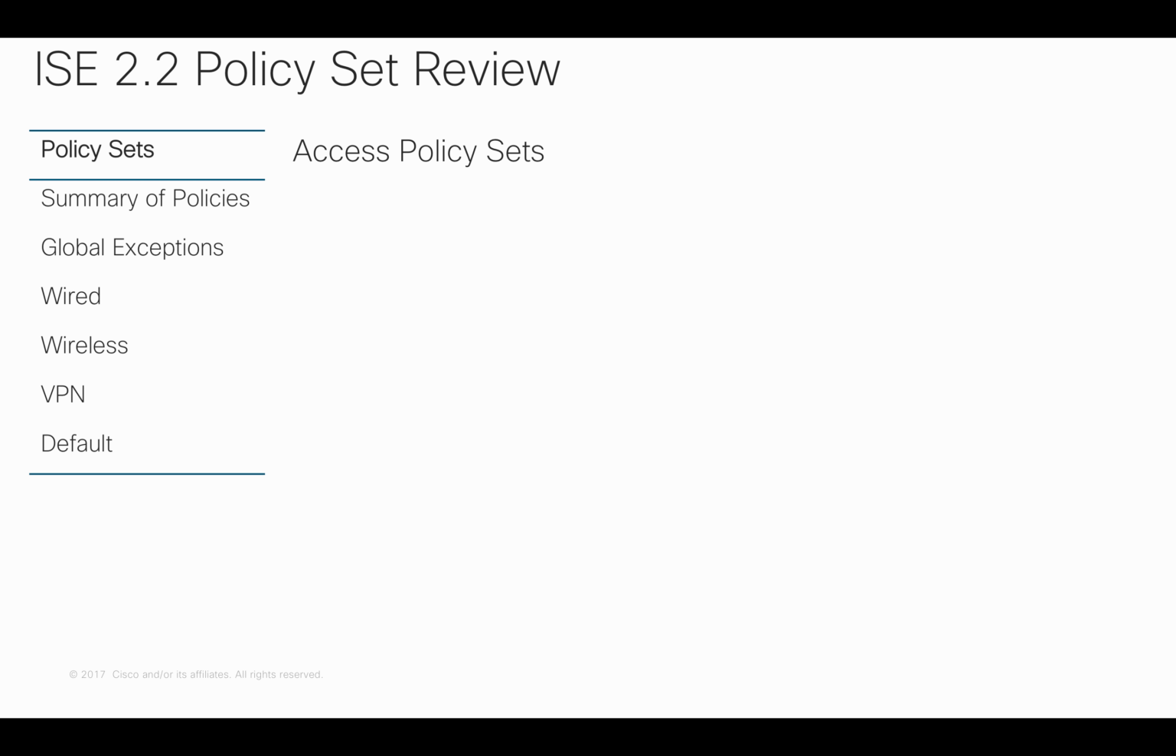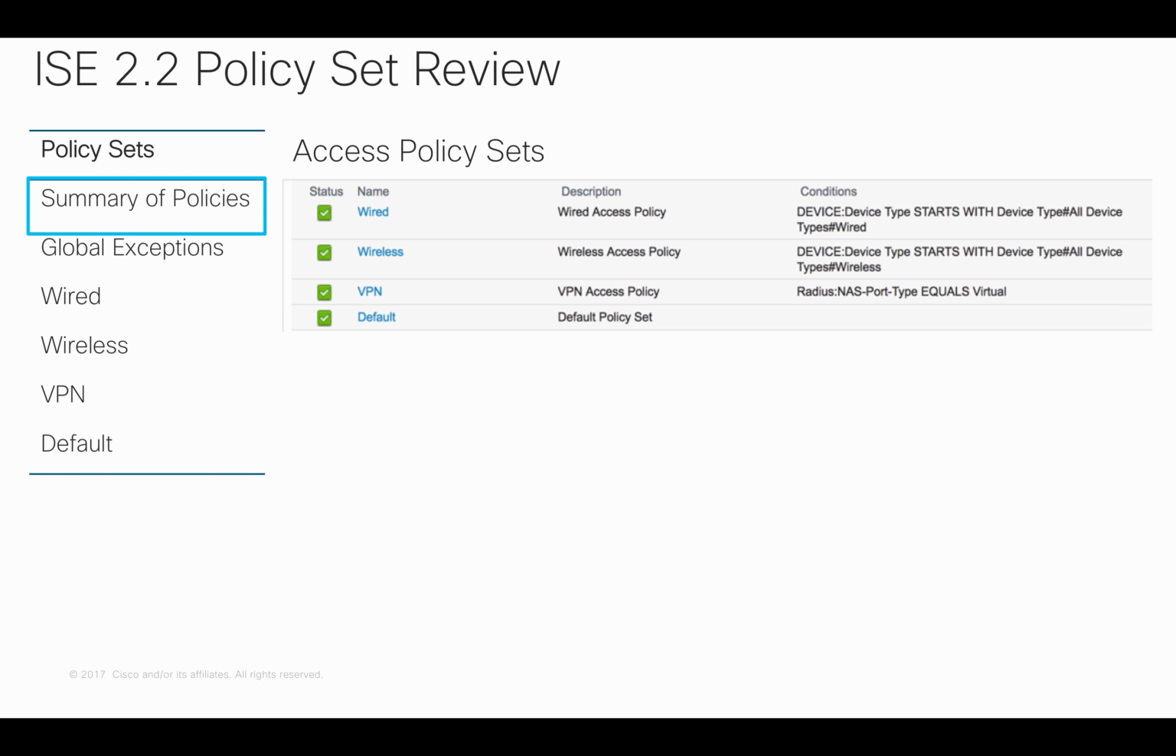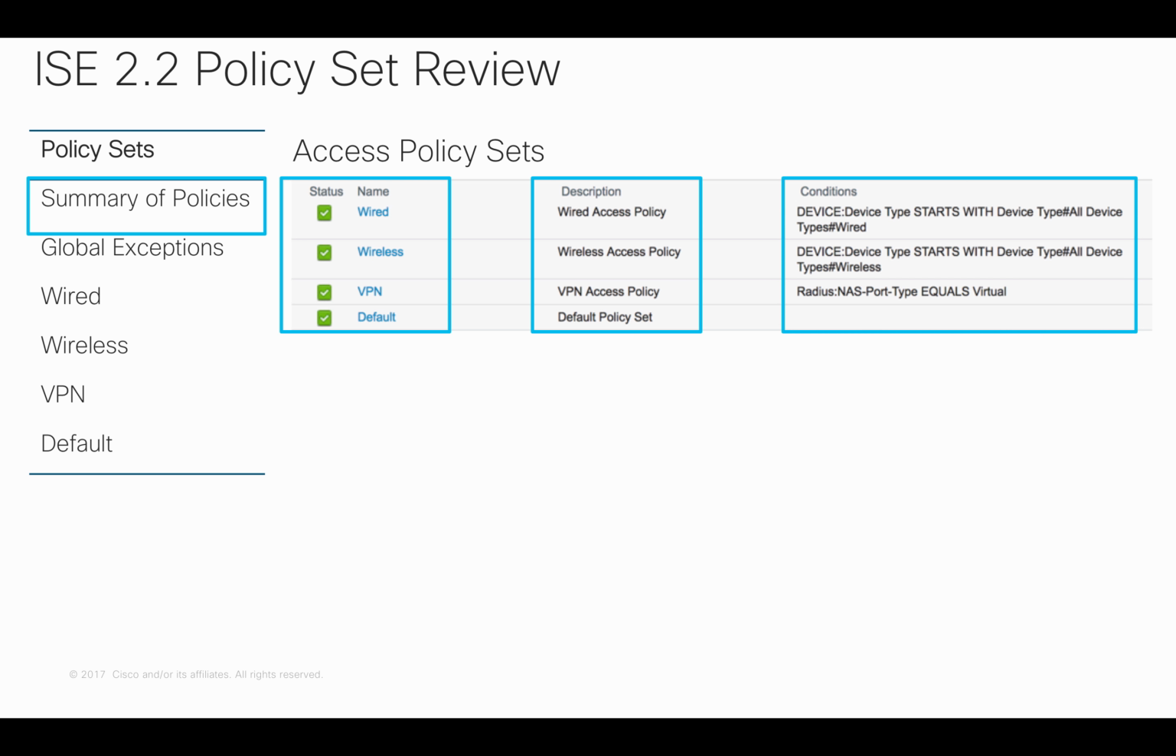When you navigate to policy and policy sets in ISE 2.2 and older, you're going to see a summary of policies initially. What this does basically, as it describes, is gives you a listing of all of the policy sets that you have currently configured on the system. It shows you the name of all your policies, a description if any, and then the condition in which each policy set will be applied. So let's look at one in a little bit more detail.